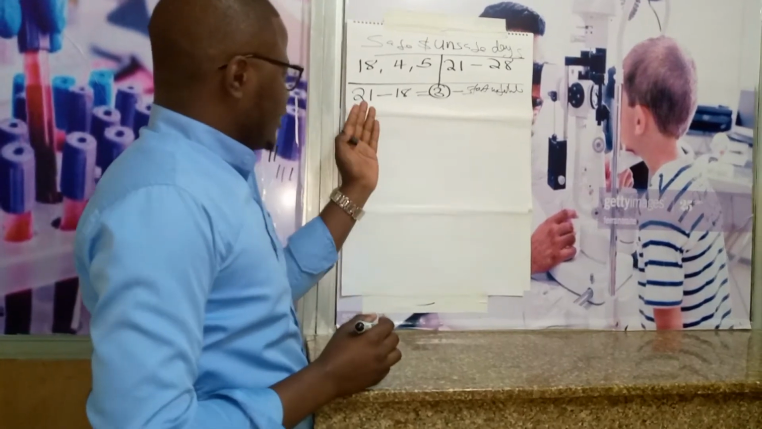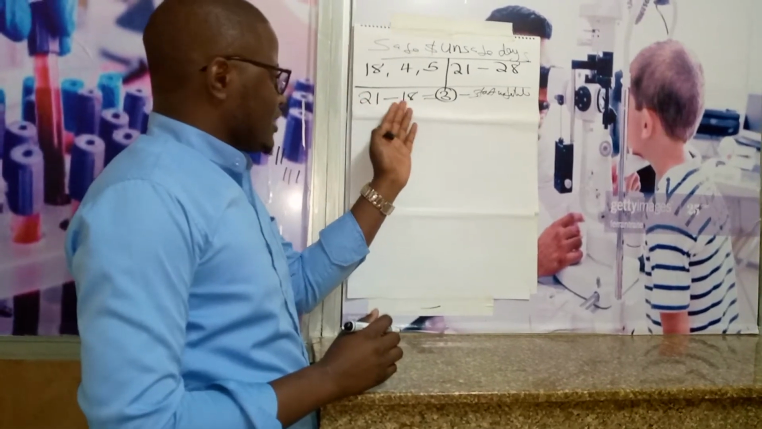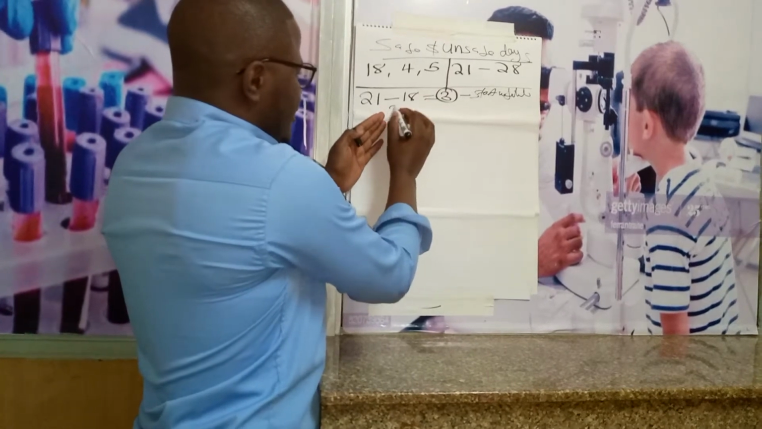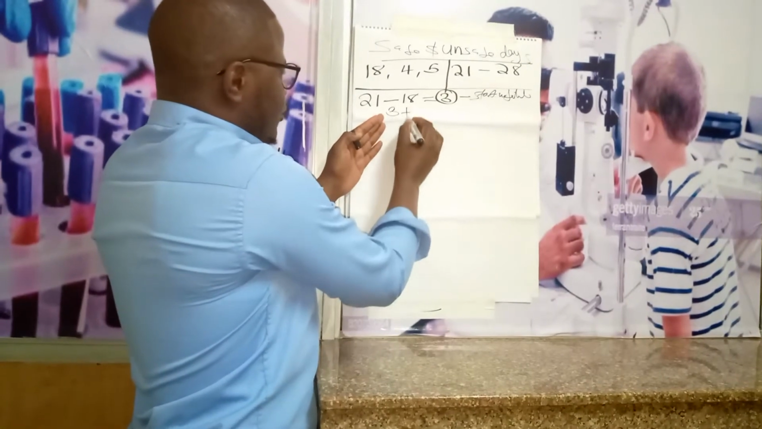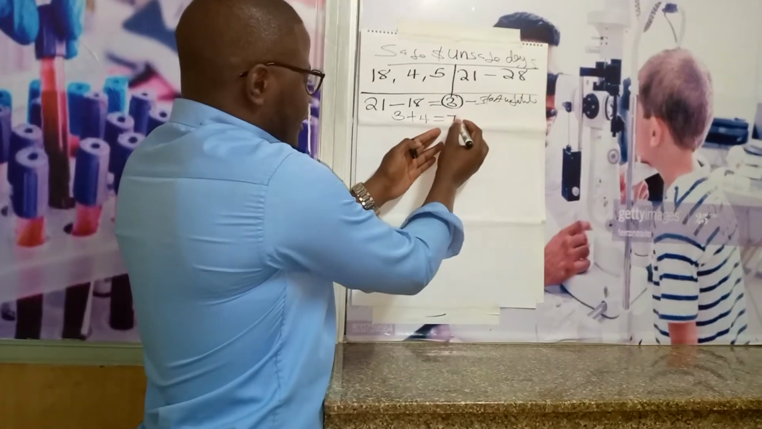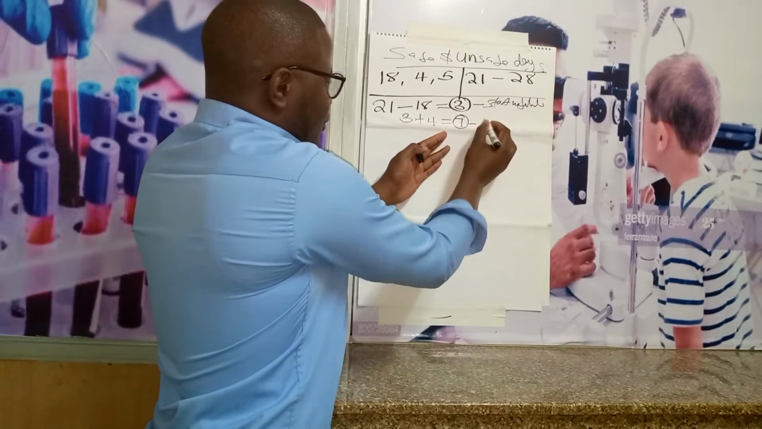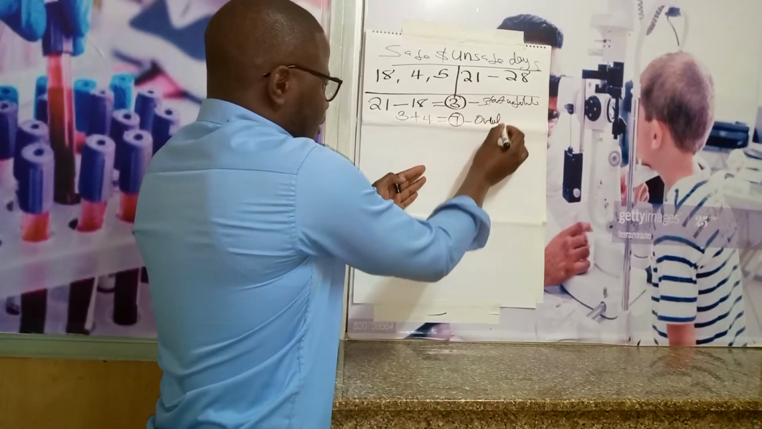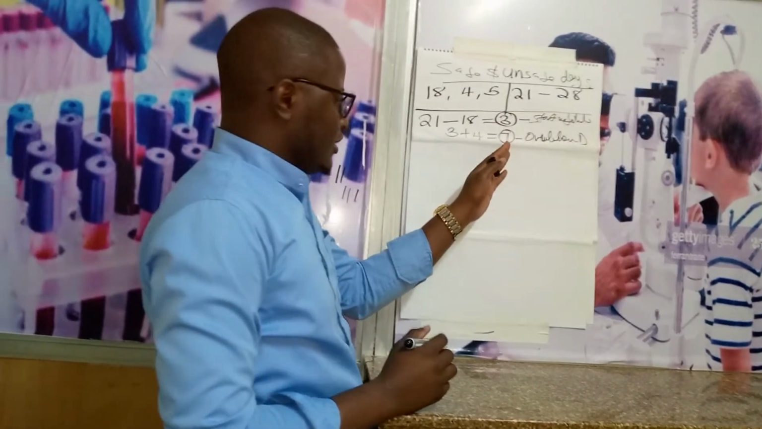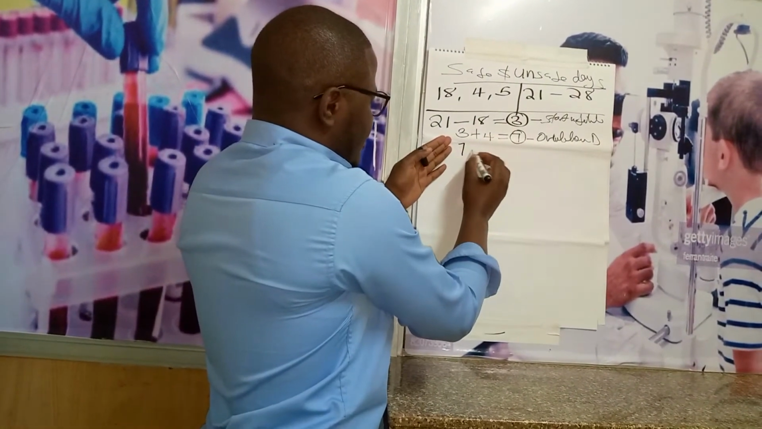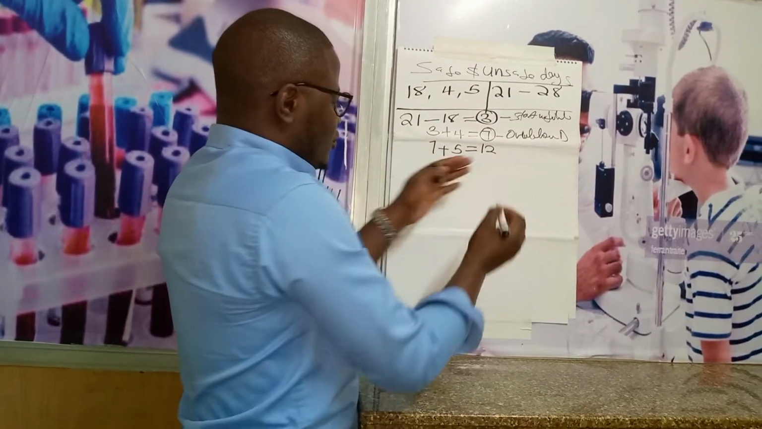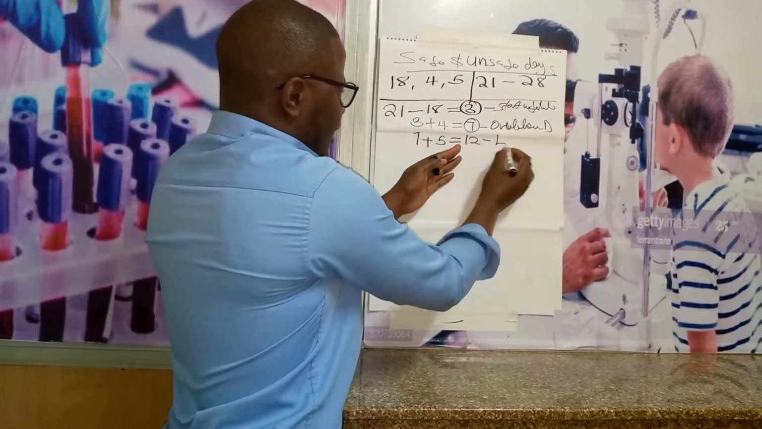Alright. Now after calculating this, you say 21 minus 18, you get 3. You take this number 4, and you add 4 to the 3 you got, giving you a total of 7. So you realize that the 7th will be the ovulation day. Then you take the 7 that you got here and add 5 to it, giving 12. So this 12 becomes the end of the fertile days.